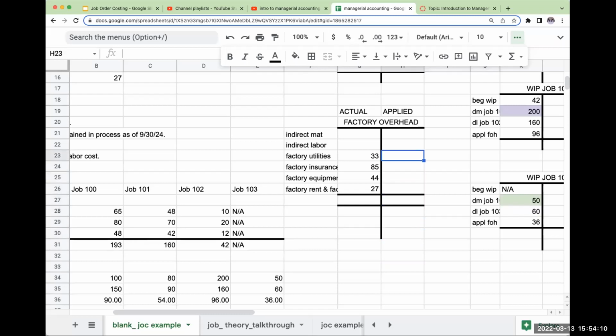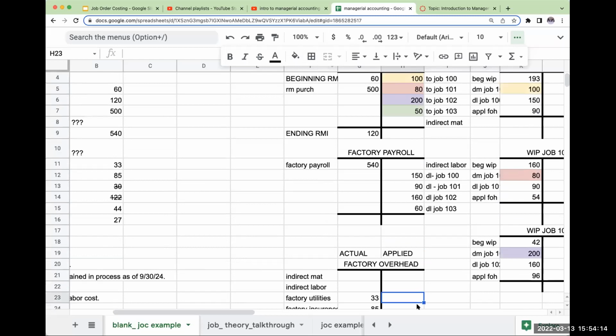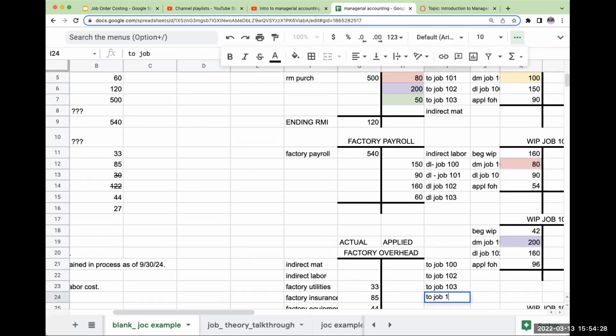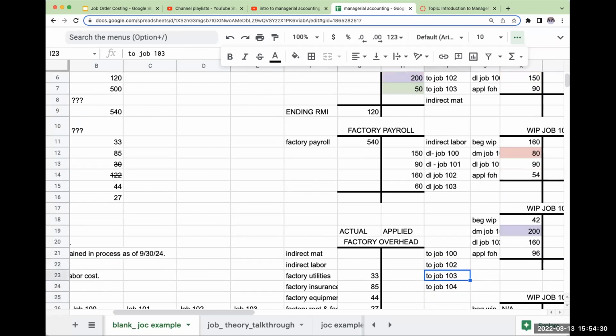But where do they come from? I'm basically applying them to the jobs. So they have to come over here from the applied overhead because I'm applying it now. So here to job 100, to job 102, to job 103, to job 104. Oh God, I missed one. What are you doing? To job 101, to job 102, and this is to job 103.